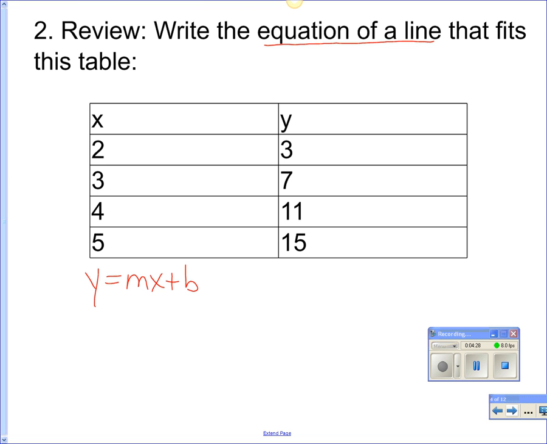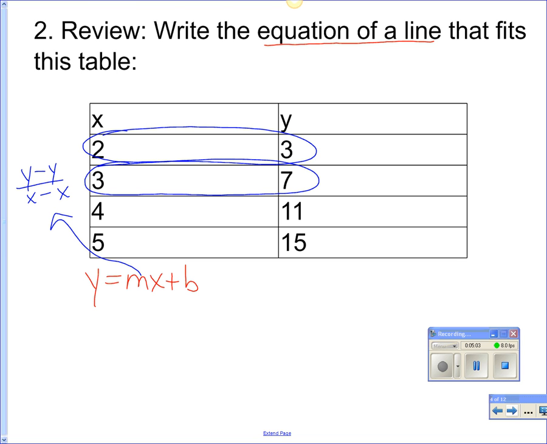Okay? All right. On this particular problem, they don't give me m. They don't give me the slope. Tamara, how can I find m? How can I find the slope? Good. So to find m, she's doing y minus y over x minus x. Okay? All right, we need to pick 2 points. Andrew, help me pick 2 points. Okay, so 2 and 3, and 3 and 7.